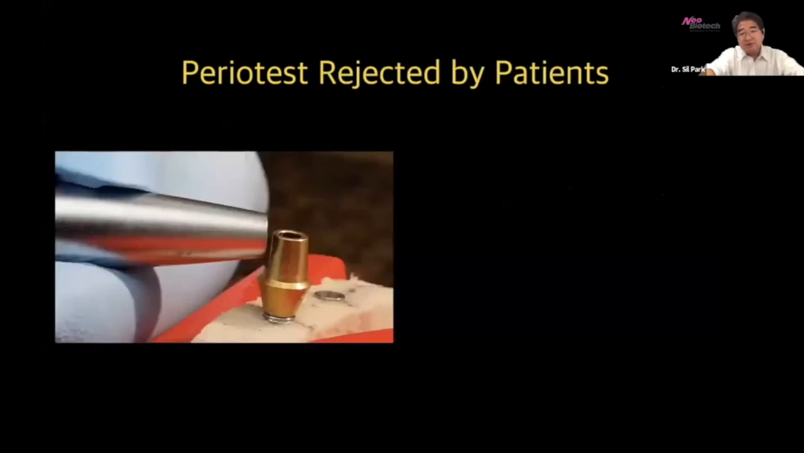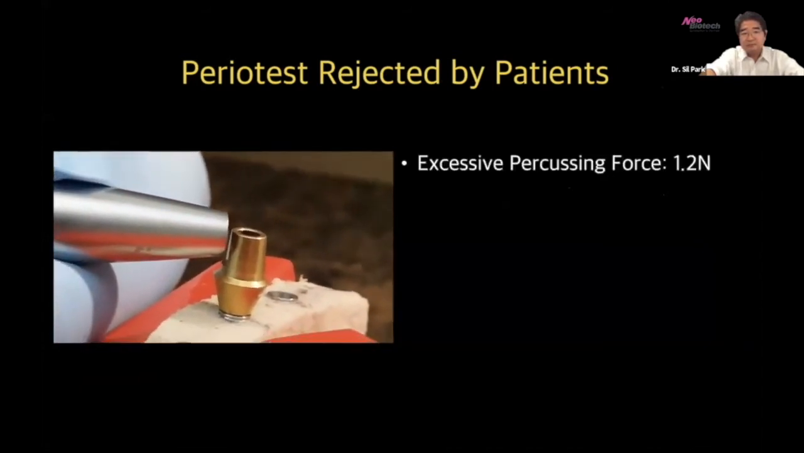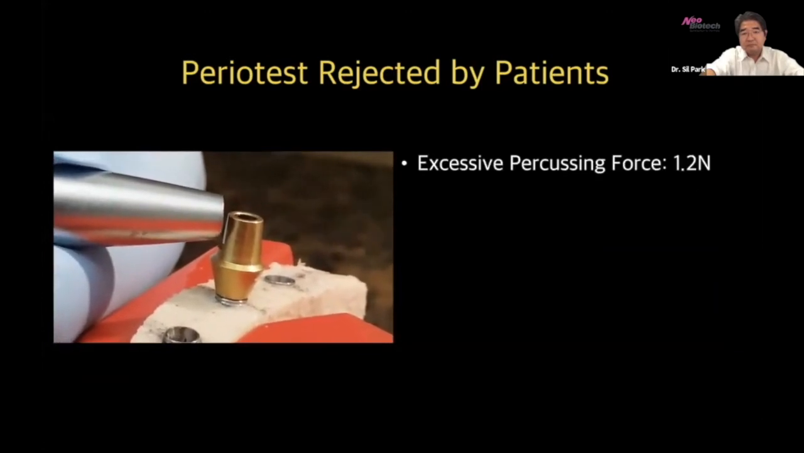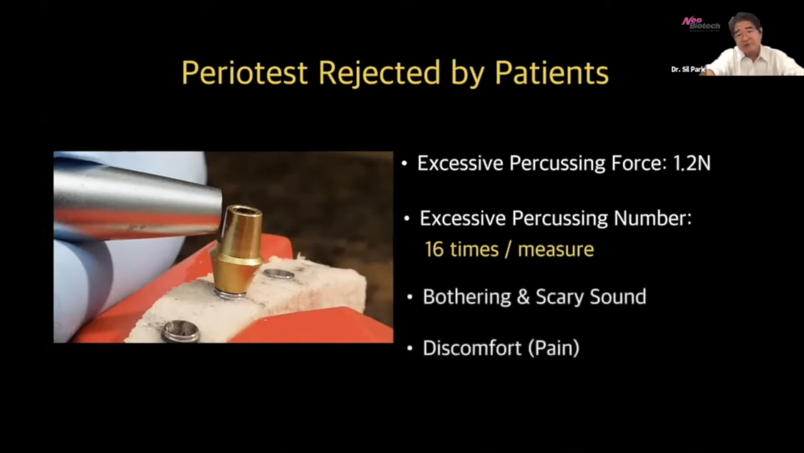The problem is, let me share a video clip using the Periotest. As you can see here, to take one measurement you have to hit 16 times, and the force is quite big, 1.2 newtons. So if you want to measure 3 times, you have to hit the implant 48 times, and the patient really enjoys that, right? That is a really bad situation. Because of the sound and the pain, patients reject it, so nobody wants this.